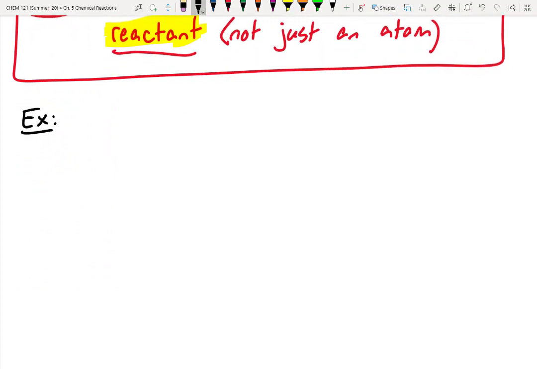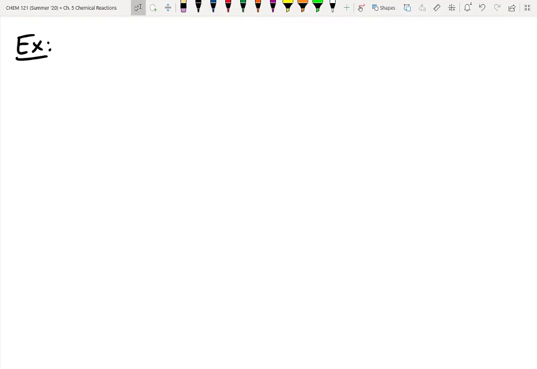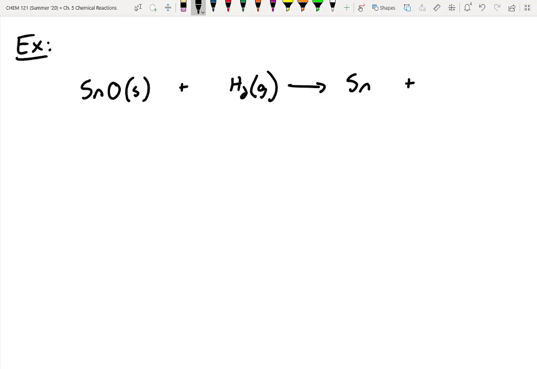And we're just going to break these down slowly and go through a handful of these. So let's say we've got SnO, that's tin oxide, and this is a solid, so I'll indicate an s there. And we're going to combine this with hydrogen gas, which is H2. And we're going to go ahead and make elemental tin, which is Sn, and we're going to make water. Water is a liquid, tin is a solid.